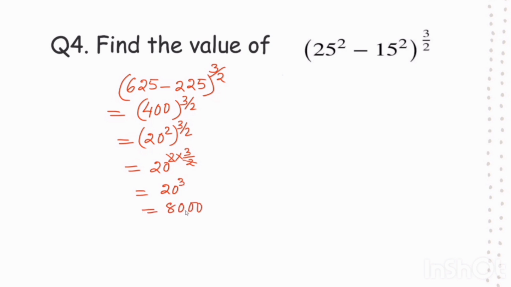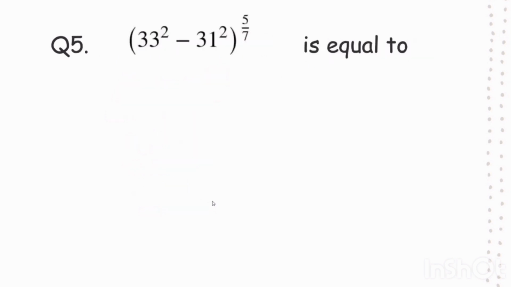is equal to 8000. 2 to the 4 to the 8, and for single 0 we have to put triple zeros. Now next number, 33 square minus 31 square, whole raised to the power 5 by 7. Now 33 square equal to 1089, minus 31 square equal to 961, whole raised to the power 5 by 7.